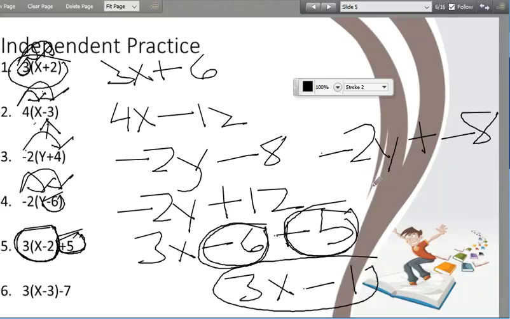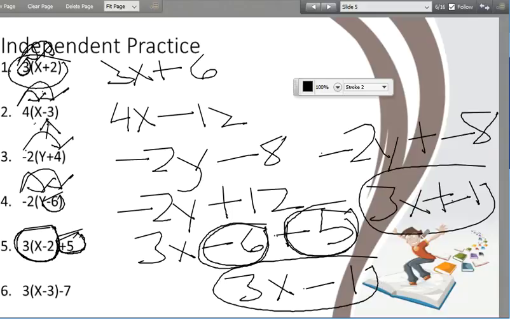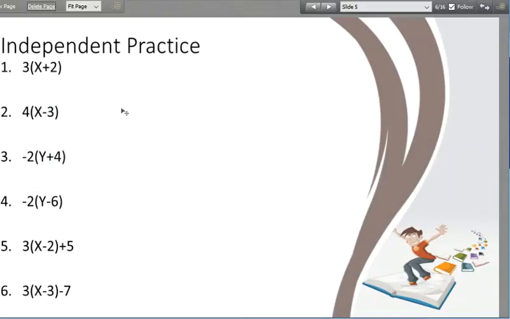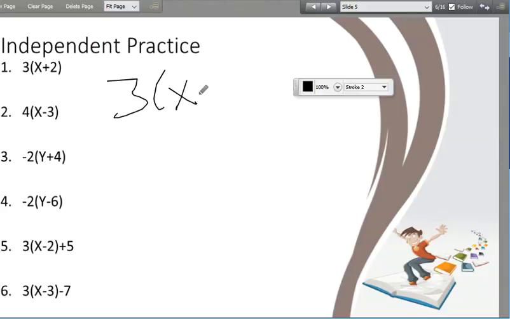Okay, another way you could write that is 3x plus negative 1. Both of those are the same answers, and they are both correct. Okay, number 6, I'm going to go ahead and clear off some space here. This page is looking a little bit busy, and I'm going to write number 6 bigger up here.